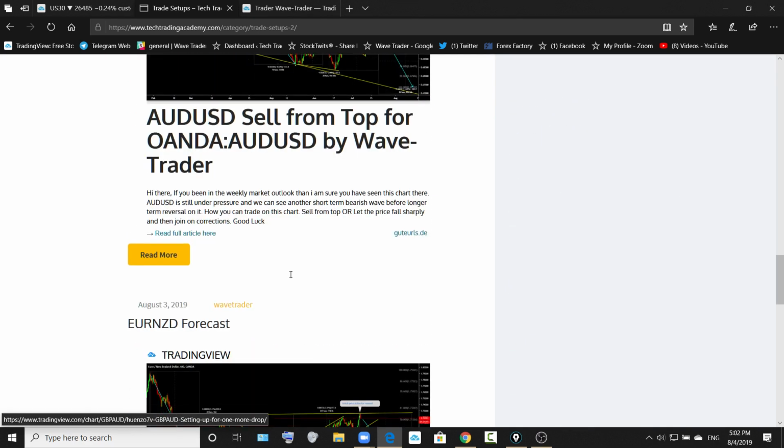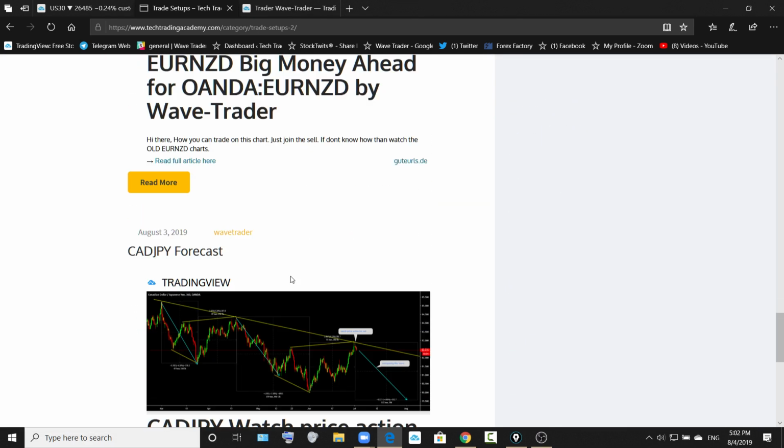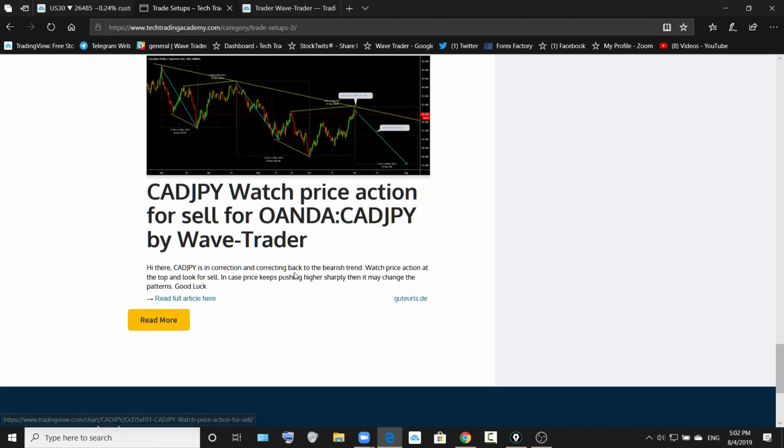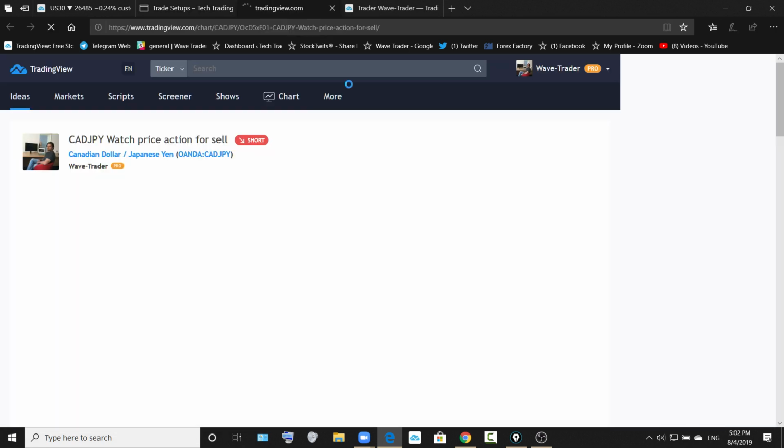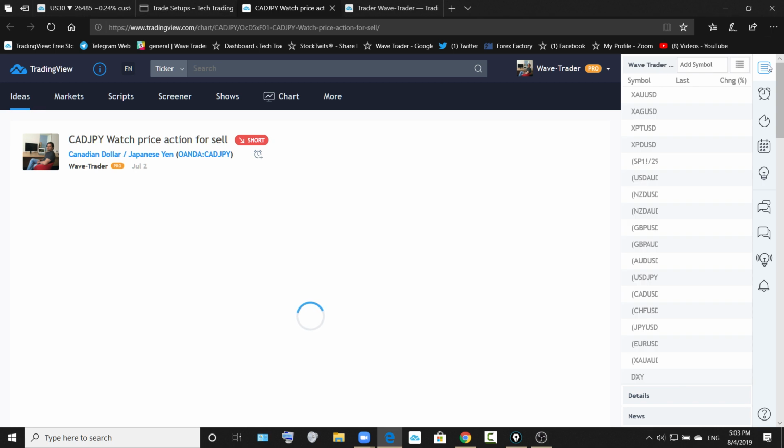All right, so we are currently tracking these opportunities. These opportunities are playing well. Here is the CAD Yen. CAD Yen actually took a lot of time to go down last week. It went lower, but before that, it took a lot of time before going down. So finally, we had the drop on the CAD Yen as well.